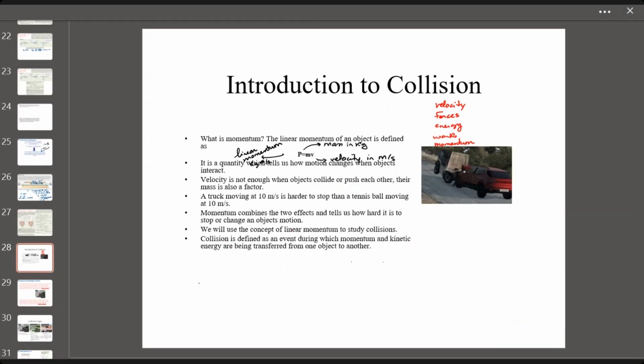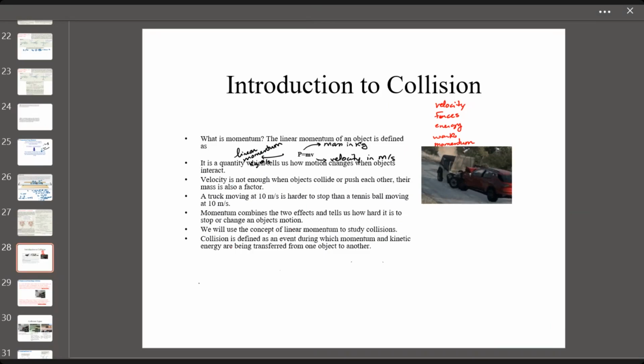So now I'm gonna look more into the study of collisions and take a look at different scenarios which occur in collisions and different conservation laws, in addition to the conservation of linear momentum that we just talked about. So we defined the linear momentum, said it's m times v. It's a quantity that tells us how motion changes when objects interact, namely collide. Velocity is not enough here. The mass is also a factor.